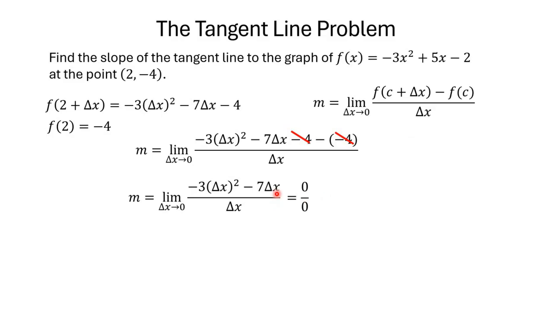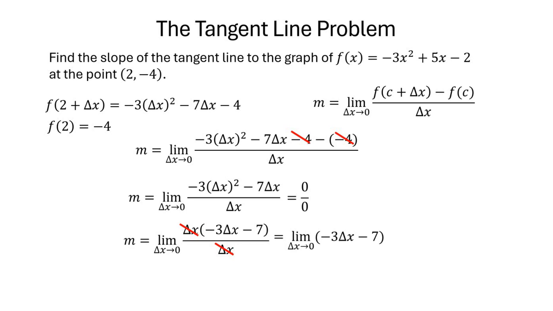In this case, I notice that both terms in the numerator have a factor of delta x that I can factor out. So I factor out that delta x, and then I can cancel the delta x in the numerator and the denominator. Once I cancel those, I'm left with the limit as delta x approaches 0 of negative 3 delta x minus 7. And now direct substitution, I get negative 3 times 0, which is 0, minus 7.